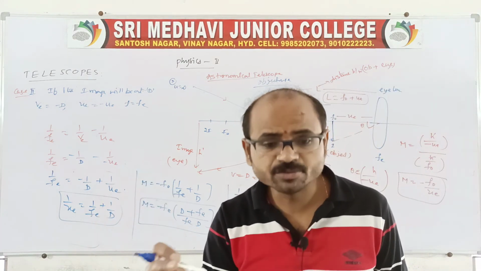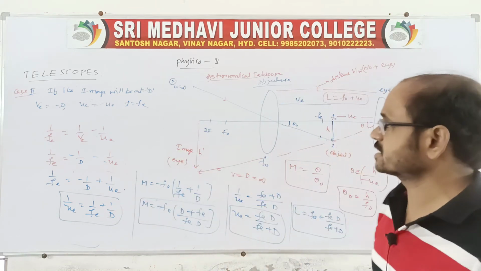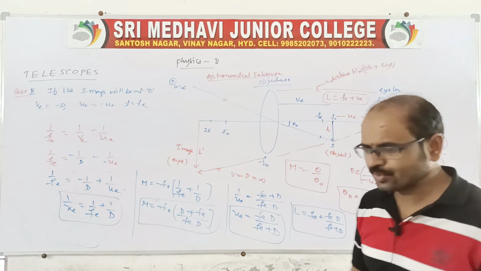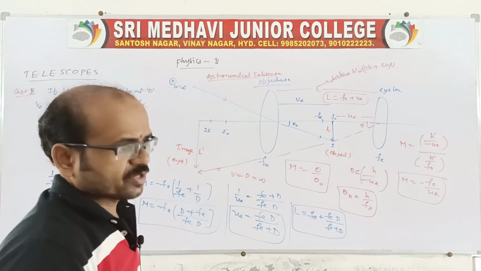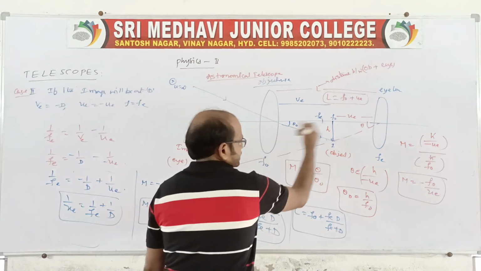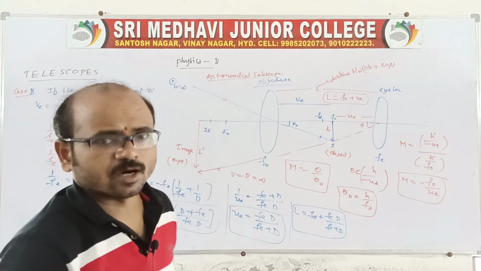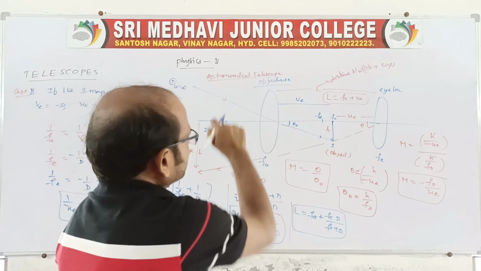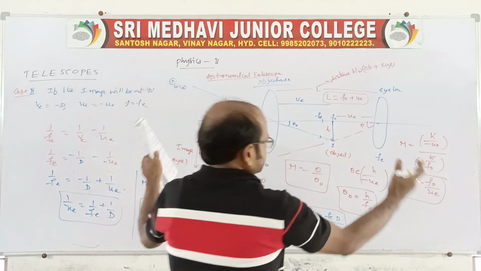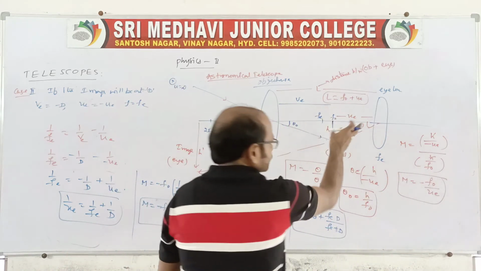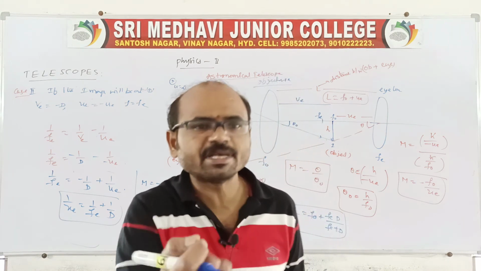Now we have to correct the image, so we use another telescope, that is the terrestrial telescope. What are we doing in the terrestrial telescope? We are using another lens between these two lenses. In an astronomical telescope we are using only two lenses, one is the objective lens, and one more is the eye lens. And here, in between these two lenses, we take another lens, which we call the erecting lens, because this lens corrects the image.